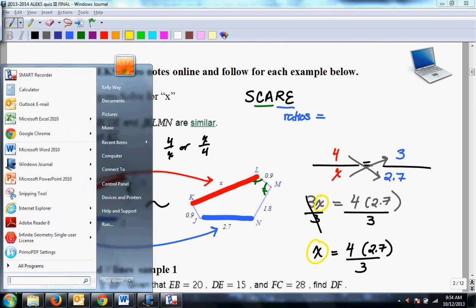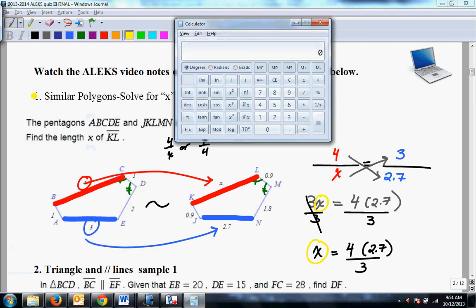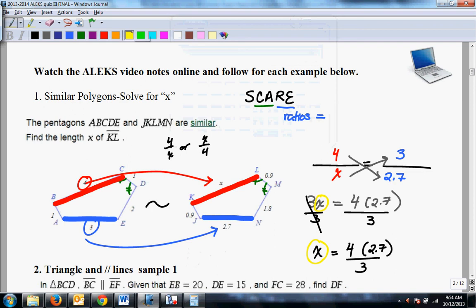Now you pick up a calculator. So for this calculator, I'm going to go 4 times 2.7 equals, then I'm going to divide by 3, and I get 3.6. Now it's very important you look at the instructions and it asks you where to round to. Since it doesn't tell us where to round to, we're just going to assume it rounds to the 10th place. So the answer here is 3.6.